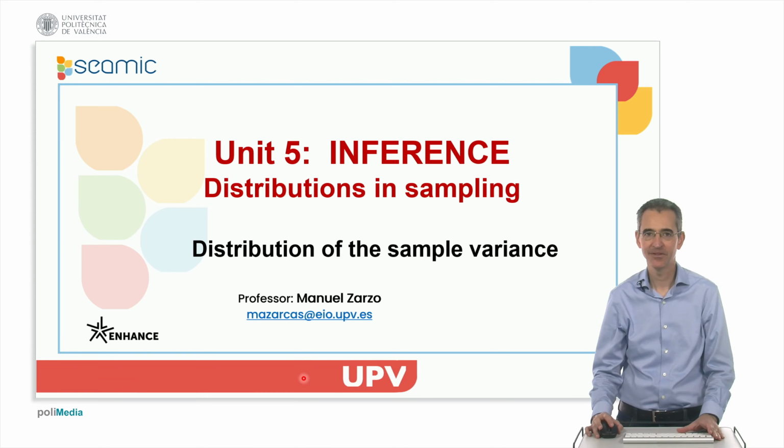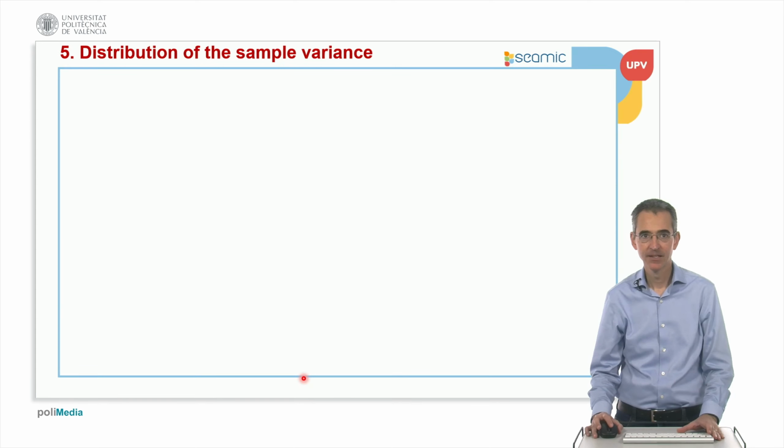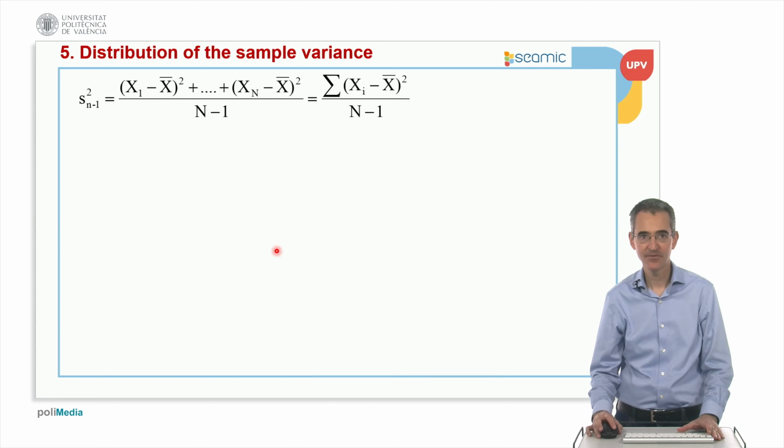Good morning, I'm Manuel Zarzo, and in this Unit 5 Inference, continuing with the topic of distributions in sampling, I will talk about the distribution of the sample variance. This is the formula for the sample variance that we use in statistics very often. So it's every value minus the sample mean squared. We sum for all of the values, and then we divide by n minus 1.